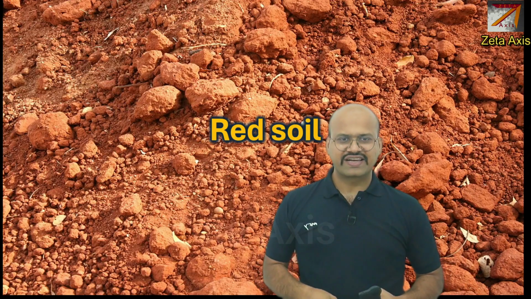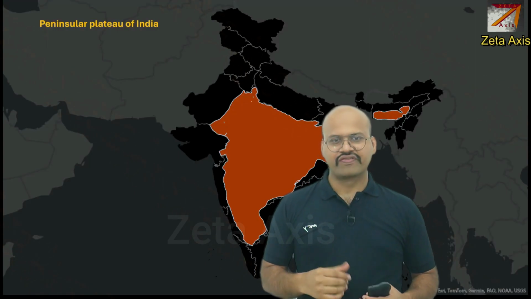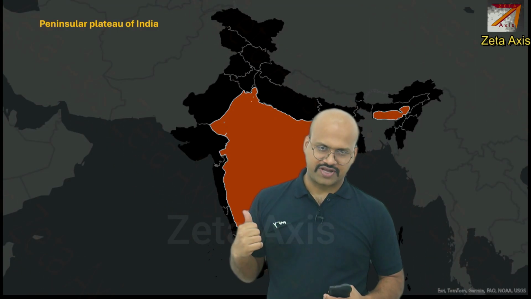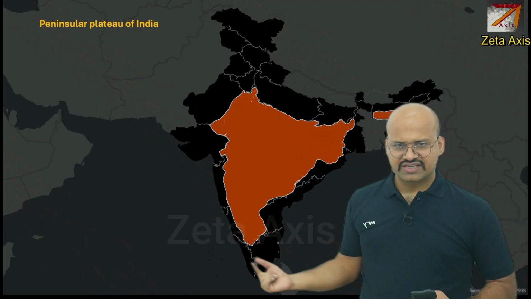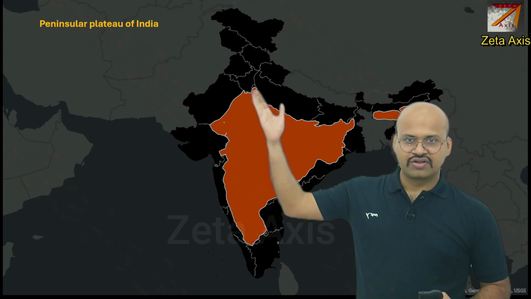Now let's see the red soil. And to understand the extent of red soil, we need to understand the peninsular plateau. The peninsular plateau extends right from the southern regions in Karnataka till Haryana.